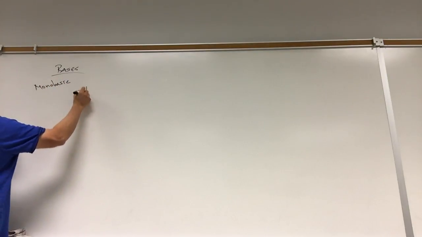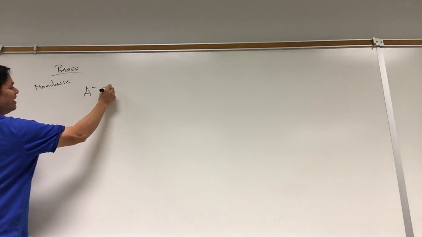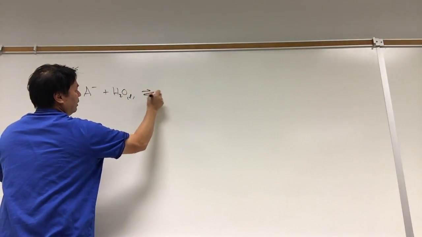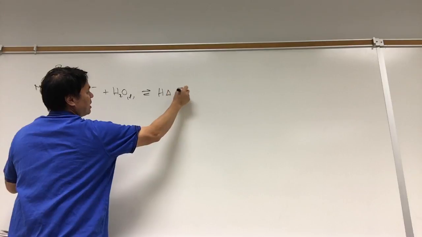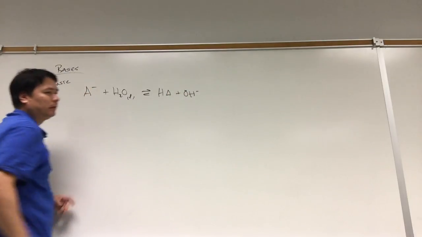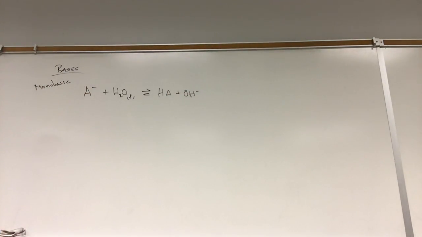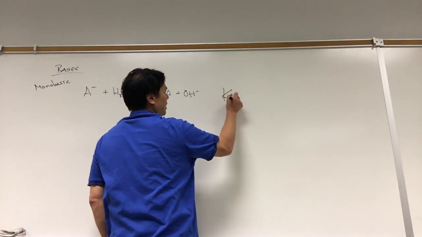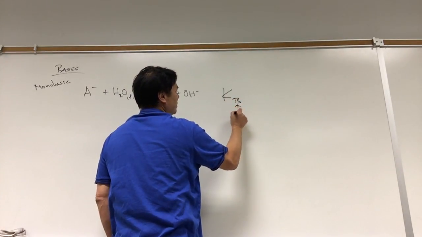A monobasic base would be like A minus. A minus is going to react with water. In this case, it forms HA plus hydroxide. When acids hydrolyze water, they form hydronium. When bases hydrolyze water, they form hydroxide. And we call this Kb. B is for base hydrolysis.